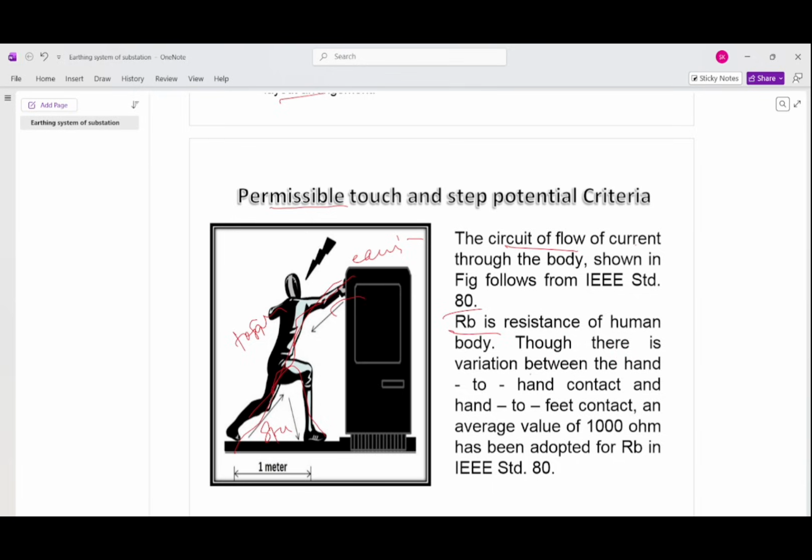RB is the resistance of the human body, though there is a variation between hand to hand and hand to feet contact. These are the different terminologies. For hand to feet contact, an average value of 1000 ohms has been adopted for the body resistance in IEEE 80. So RB will be 1000 ohms.